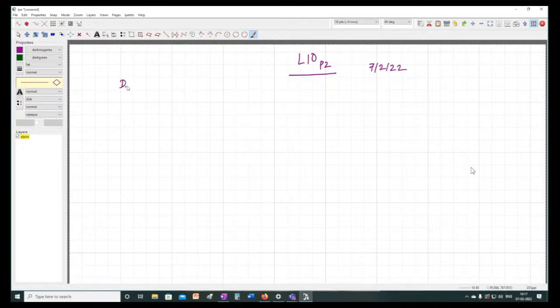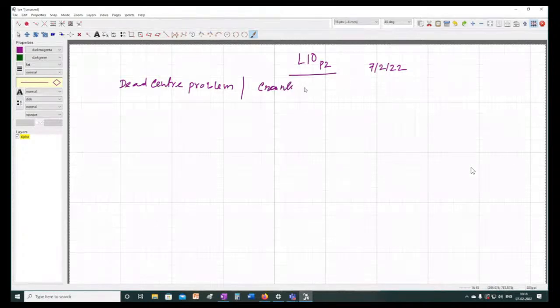This is also a dead center problem. Dead center problem means the dead centers are given. The two extreme positions are given. We have to obtain the dimensions of the links for a crank rocker mechanism. What is given in this case?